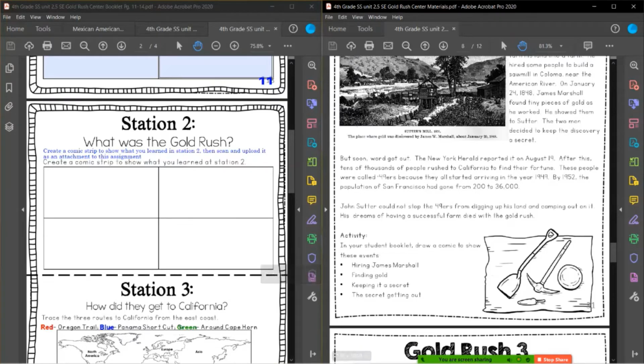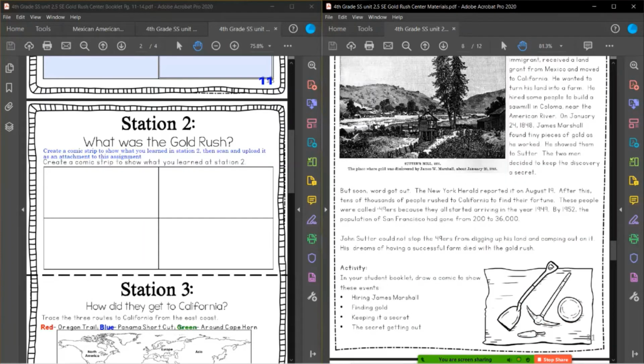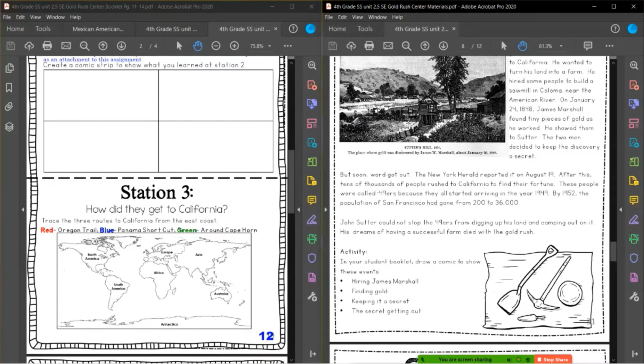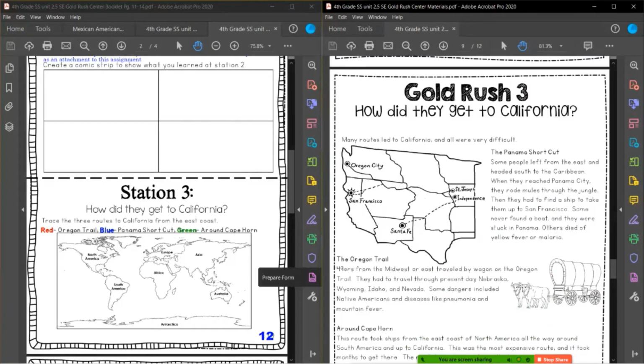And it gives you your instructions for how to do your comic strip right here. So it's just the 1 page of reading. It's not much. You're going to go through that and complete your comic strip. For station number 3, how did they get to California?